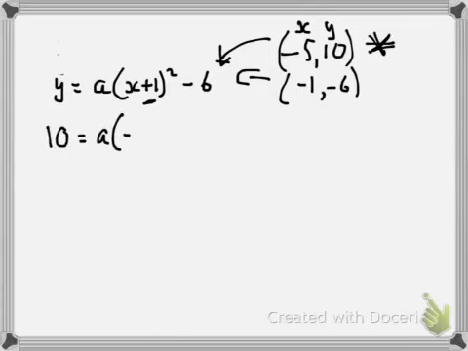And where I've got X, I'm going to put -5. And it's a strategy you can use all year for finding graphs. If you don't know some information, you can substitute in a point to find that information.